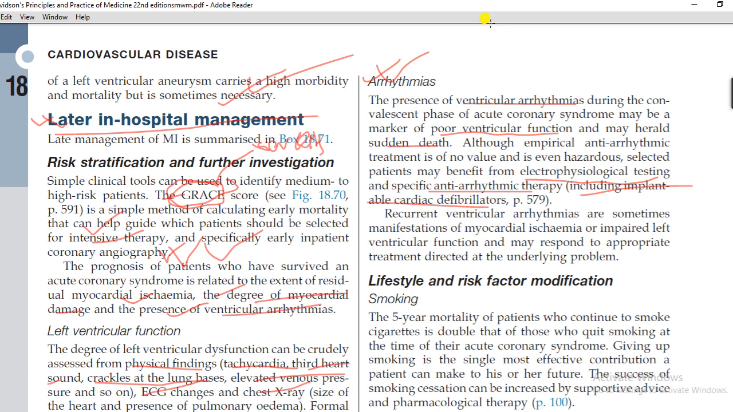Recurrent ventricular arrhythmias are sometimes manifestations of myocardial ischemia or impaired left ventricular function, and may respond to appropriate treatment directed at the underlying problem.